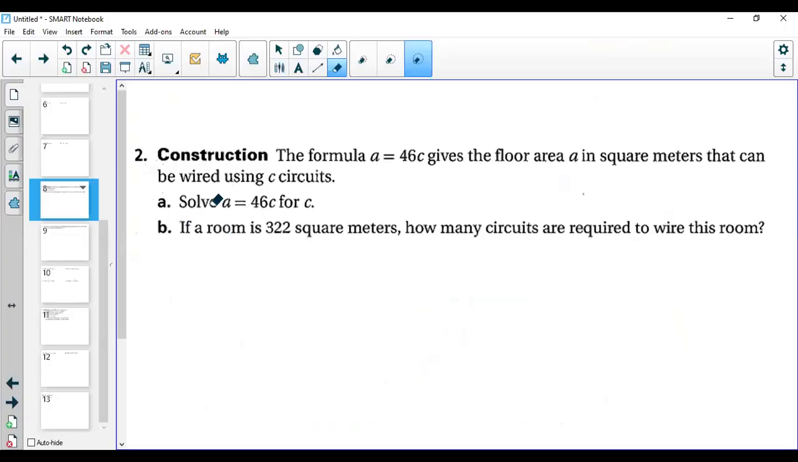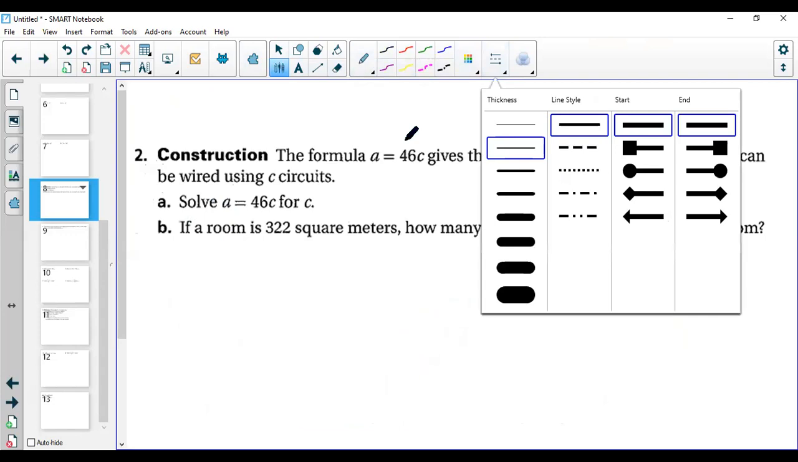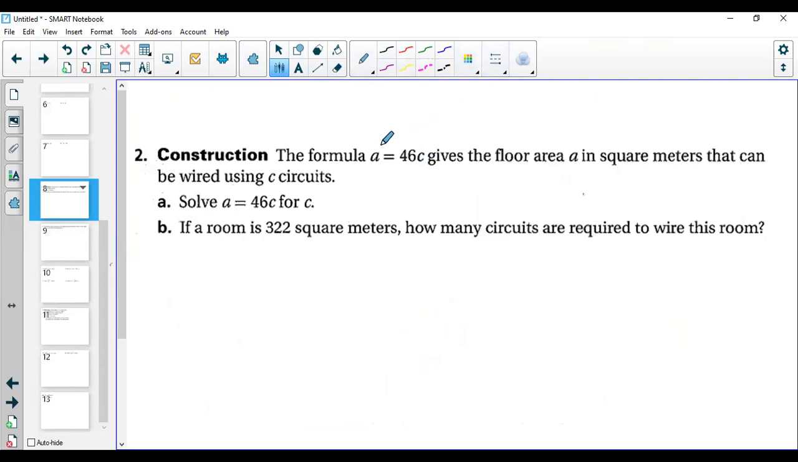All right, now this question, the formula, is in the form of problem solving, but as soon as you see the question, it's clear what you need to do. The formula A equals 46C gives the flow area A. So this A stands for area in square meters that can be wired using C circuits. There are two parts for this question. So first let's solve part A.